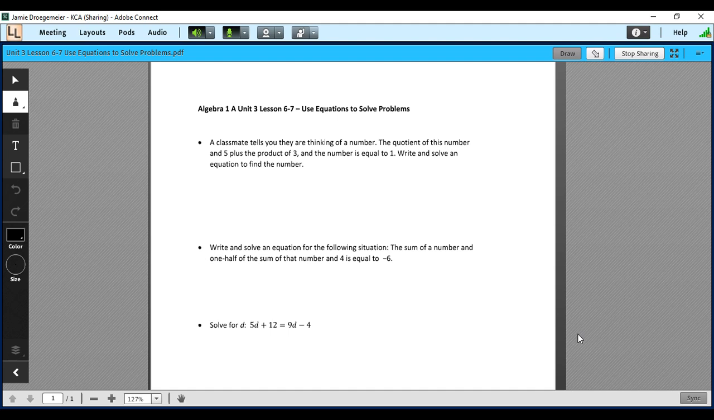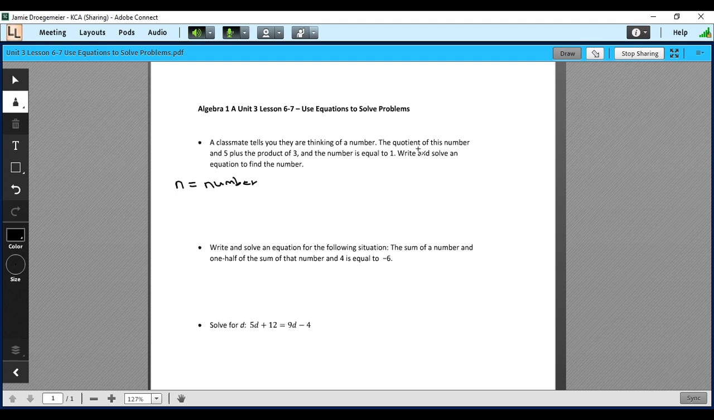So if we start with this first example, it says a classmate tells you they are thinking of a number. The quotient of this number and 5 plus the product of 3 and the number is equal to 1. And they want us to write and solve an equation to find that number. So first of all, let's define a variable. We're gonna use n to represent the number that we're trying to find. So n is our variable.